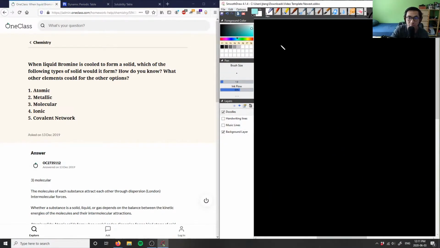Okay, number 3. It's asking us when liquid bromine is cooled to form a solid, which of the following types of solids would it form? How do you know? So I have liquid bromine, so I have Br2, and I have 2 here because this is a diatomic molecule in liquid form. It's going to cool to form a solid. And it's asking us which of the elements could it form here.